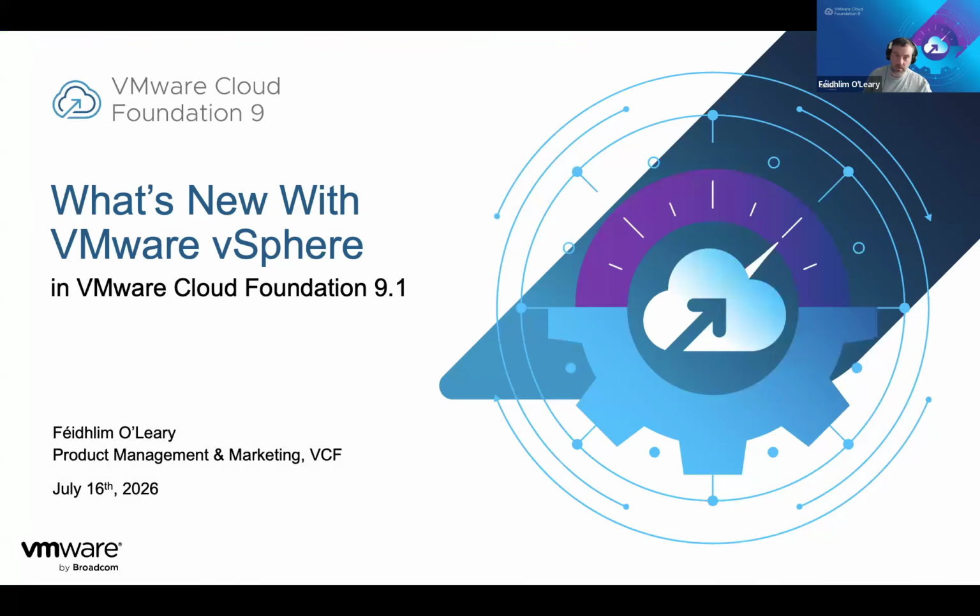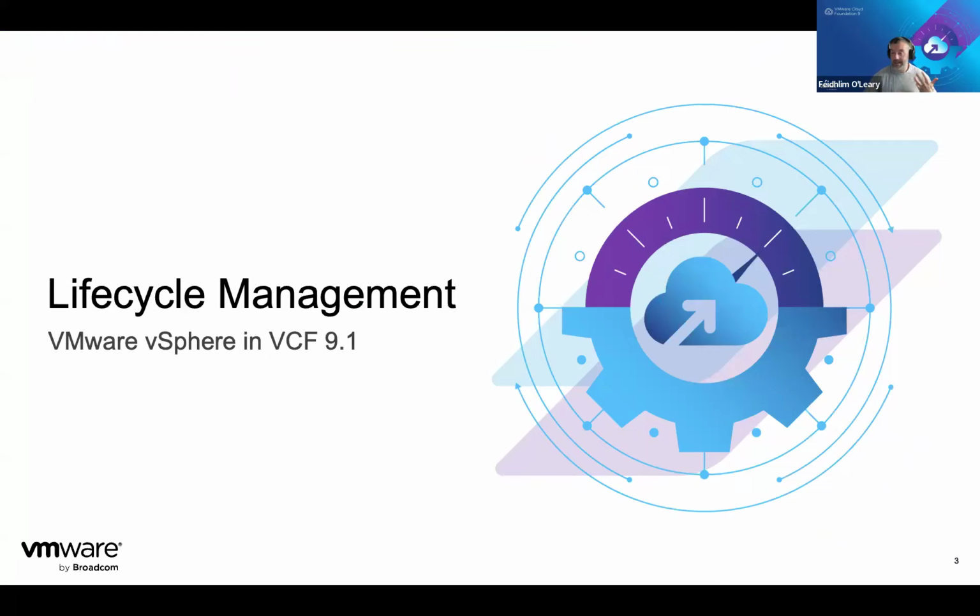We're going to talk about what's new in vSphere as it relates to VMware Cloud Foundation 9.1. This is going to be broken up into 3 main sections, and we're going to start first with lifecycle, right? You can't play with 9.1 until you get to 9.1, and the first thing you're going to need to do is upgrade or do greenfield. So we'll go through some of the new technologies in vSphere that make that a little bit easier.